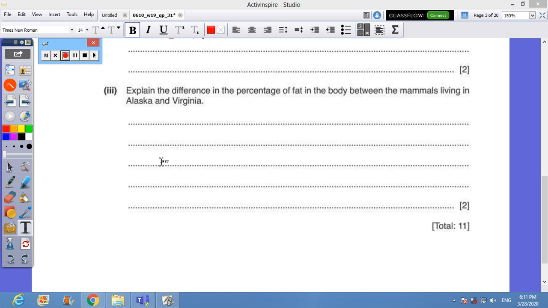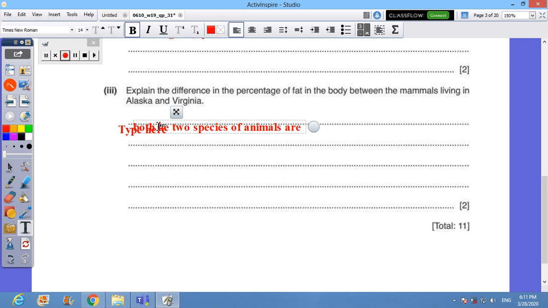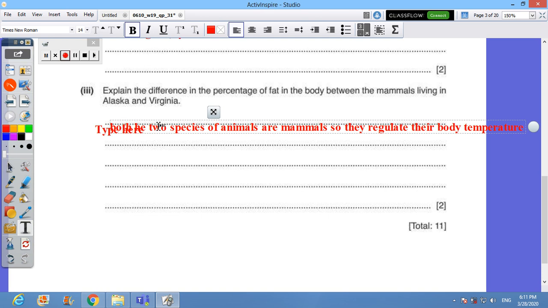Last part of this question is explain the difference in the percentage of fat in the body between the mammals living in Alaska and Virginia. So it's the comparison between Alaska and Virginia, not between the two animals. So we can say that both the two species, animals, are mammals. So what? So they regulate their body temperature. How come?